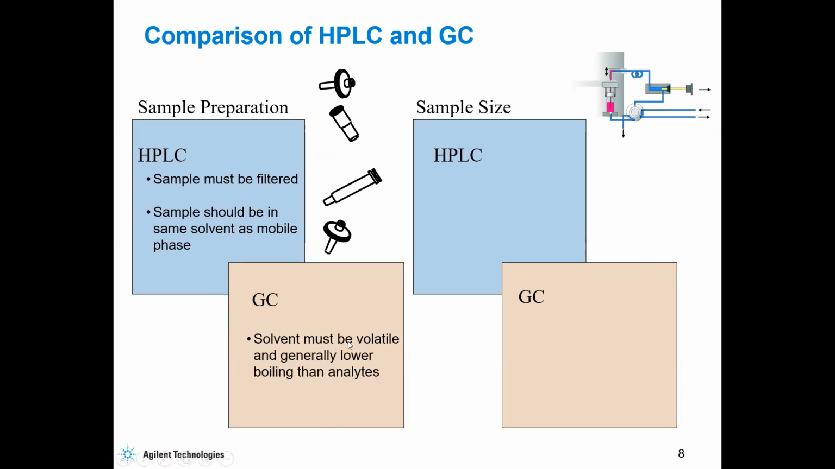But for GC, the sample must be volatile and must have lower boiling points. Your solvents must be volatile and must have a lower boiling point than your analytes of interest. And in terms of sample size, we can introduce a large volume of injection, up to 20 microliters, for HPLC. But for GC, we introduce a very small sample, typically between 1 to 5 microliters.